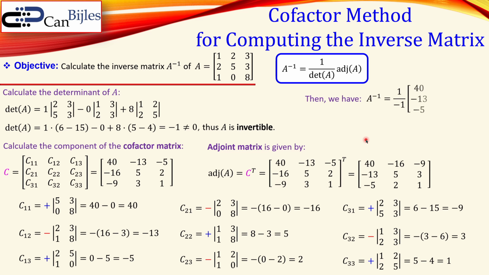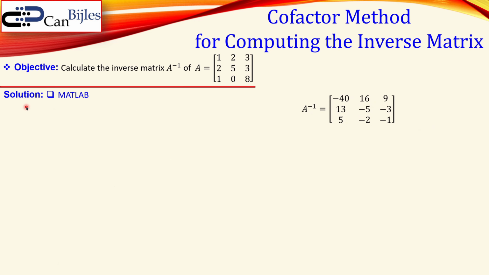So then we have that A inverse is 1 over minus 1, because that was the determinant of this A, and then here the adjoint of A, which is here. And then we can now use this minus 1 also inside. Sometimes it is not a nice number like 1 over 7, then you can better keep it outside, but in this case we can put it inside. So you get here minus 40, 16, so everything is now with the reverse sign, and you get your inverse matrix. Okay, let's now verify our result using the MATLAB command window.